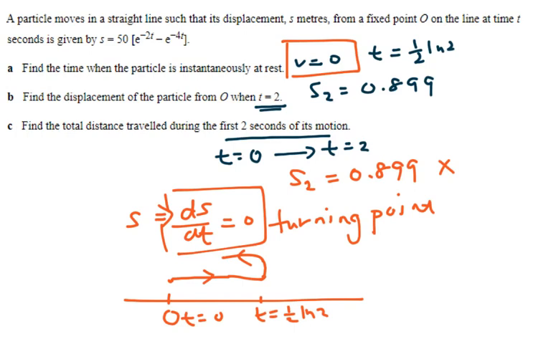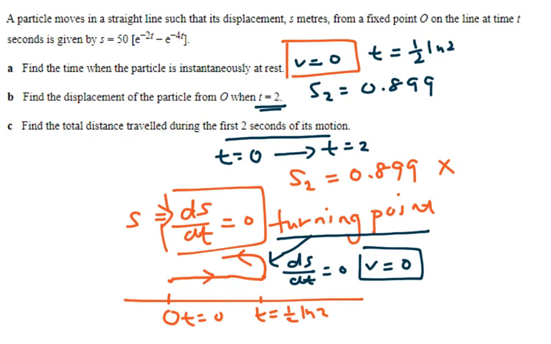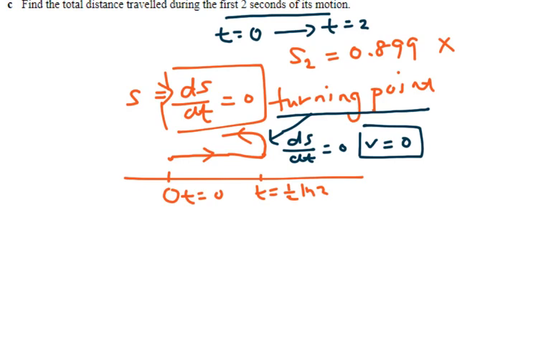it actually makes a U-turn. So this is what I referred to as the turning point, happening when ds over dt equals 0, which means that v is equivalent to 0. Hence, this info, v equals 0, also tells us that it is a turning point that we have to consider. So the turning point happened when t is equivalent to 1 over 2 ln 2.